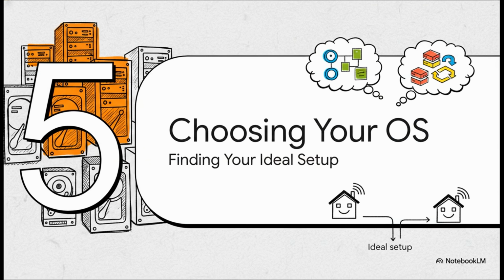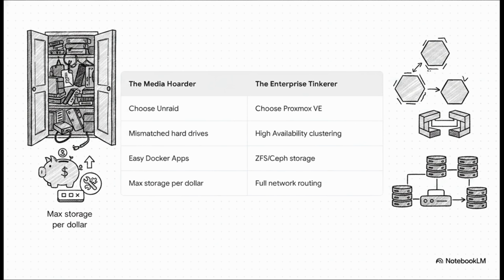Finally, Section 5, choosing your ideal OS. So the choice really becomes clear based on your goals. If you fit the profile of the media hoarder, meaning you've got a closet full of mismatched hard drives, you want maximum storage capacity per dollar, and you just want an incredibly easy point-and-click app store experience for your Docker containers, UNRAID is absolutely your undisputed champion.